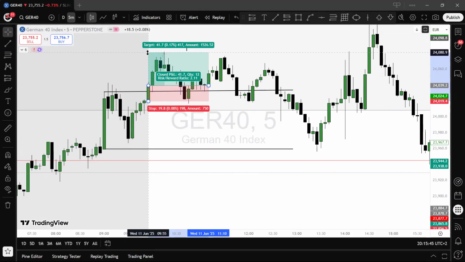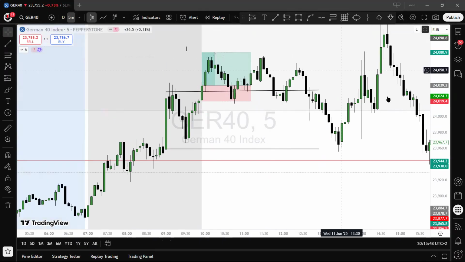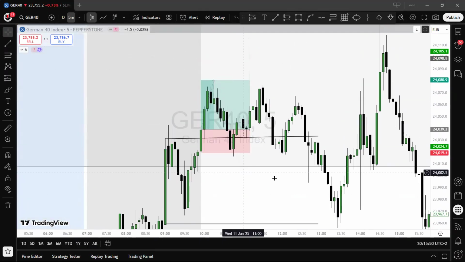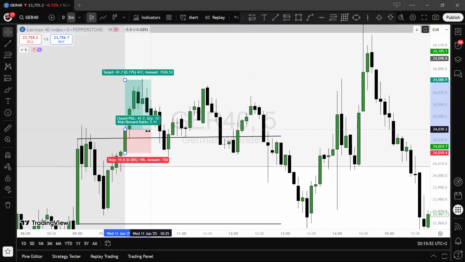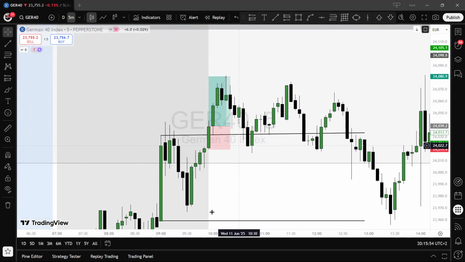1:2. Funny enough, the trade would have hit TP. Do you see that, guys, right here? 1:2. So our 9 a.m. open candle is this. The first 5 minutes will mark the high and the low. The first candle to break out is giving us the direction.